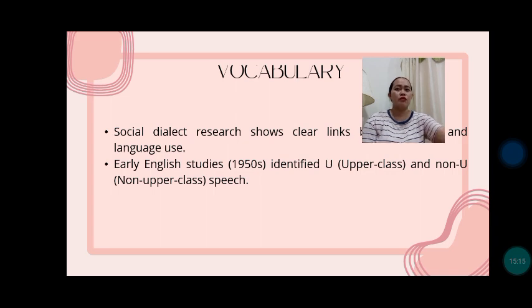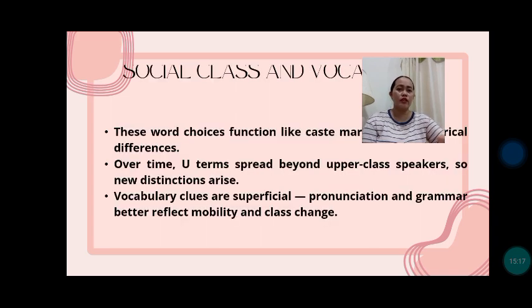Then moving on to social class and vocabulary. Over time, however, language changes. When non-upper class speakers begin using upper class words, these words lose their exclusivity. This means vocabulary differences are often temporary. That's why pronunciation and grammar are usually better indicators of a person's social class and their potential to move upward socially.